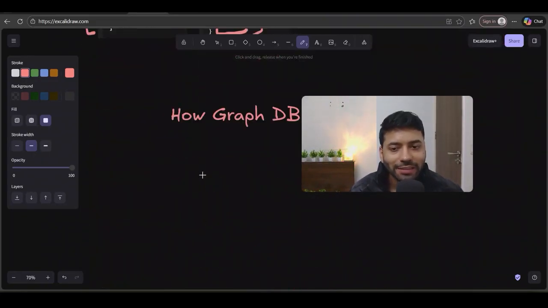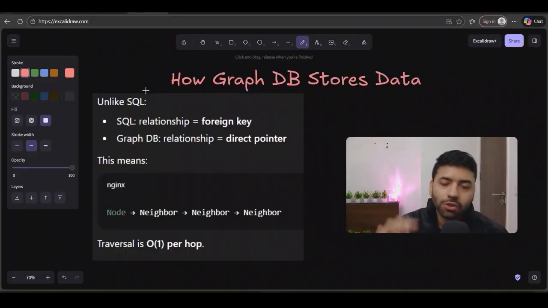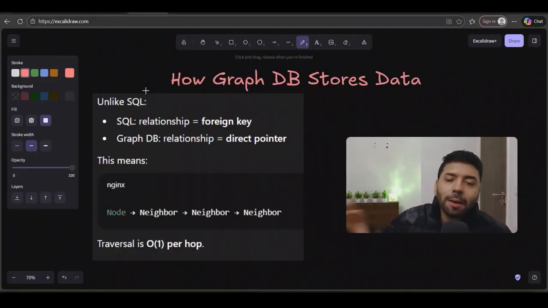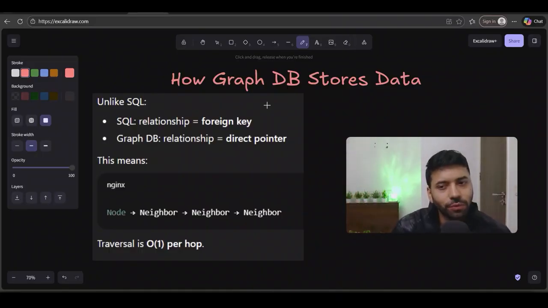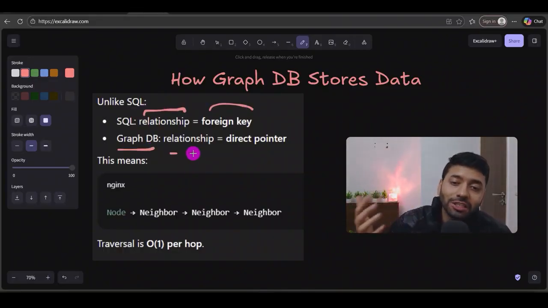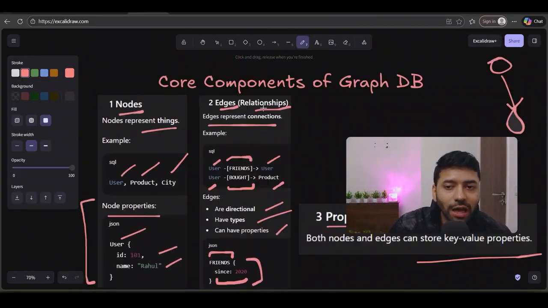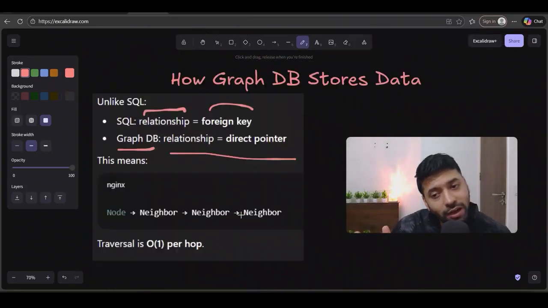All right, next let's see how a graph database stores data. Although a graph database also talks about relationships, it is different from SQL. In SQL you define the relationship between tables using the foreign key, right? Whereas in a graph database, a relationship is a direct pointer, because you can clearly see the nodes are connected via edges which represent the relationships, and relationships can also have properties. So it's kind of a direct pointer in the graph database.